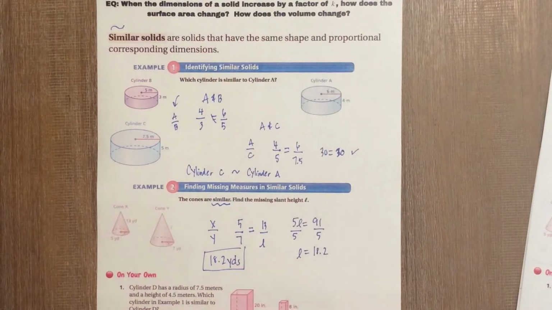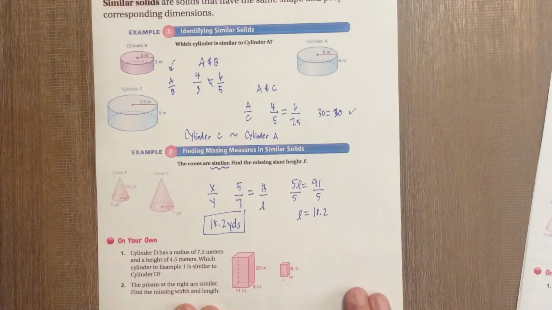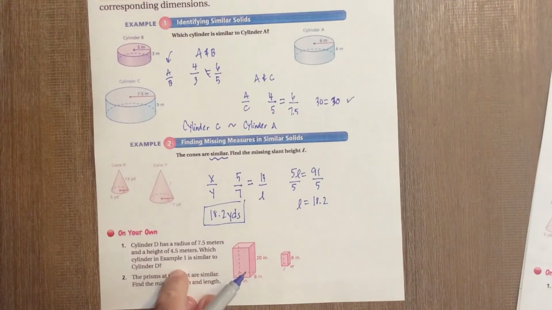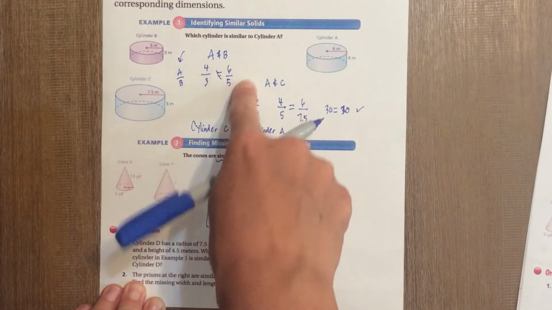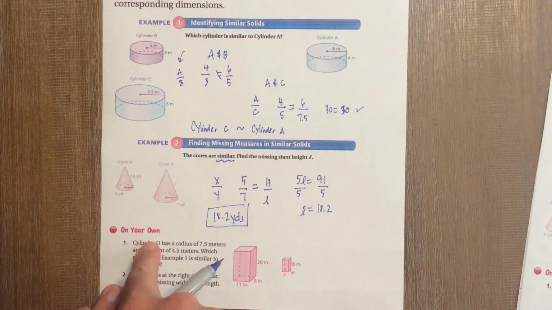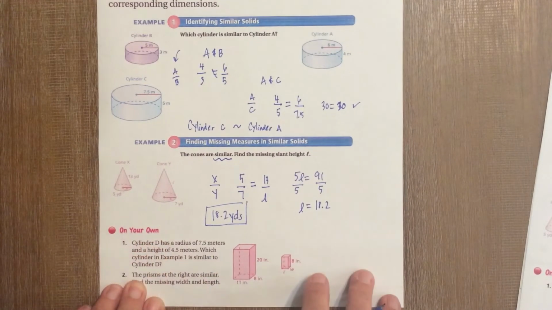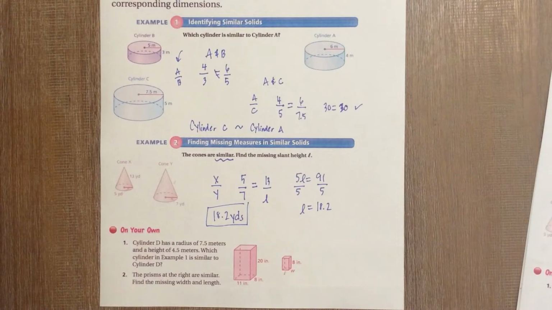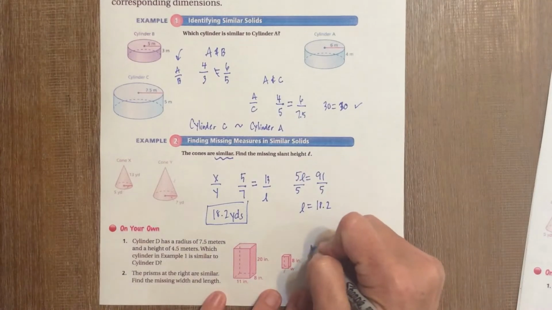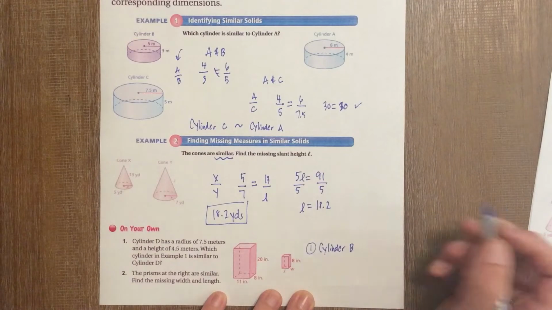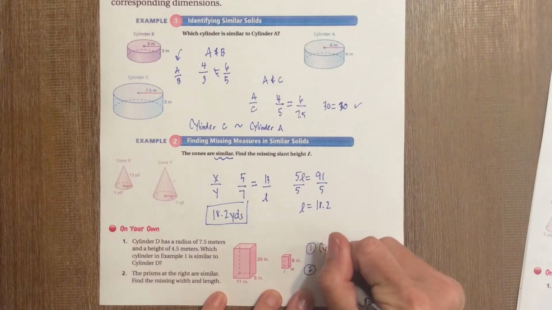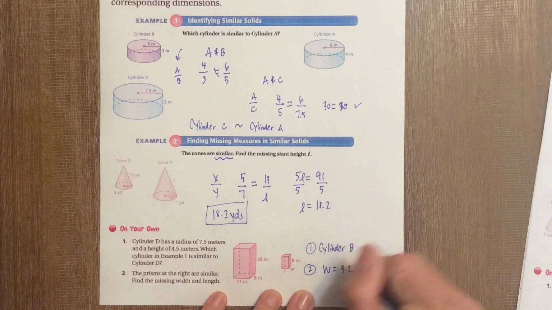All right, I want you guys to pause it, and you're gonna go and try these few on your own. Just a quick reminder, question 1 is referring to example 1 here. They're throwing in another cylinder, a 4th cylinder, so cylinder D, okay? All right, go ahead and pause it and give those 2 a try. Alrighty, hope you gave them a shot. Question 1, the answer is cylinder B. Okay. And then question 2, the width was 3.2 inches and the length is 4.4 inches.